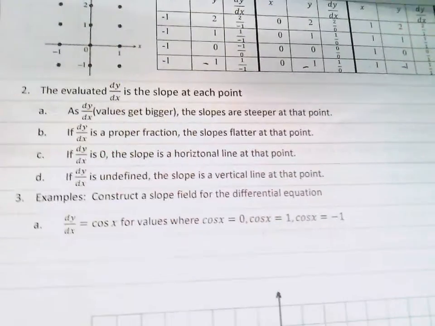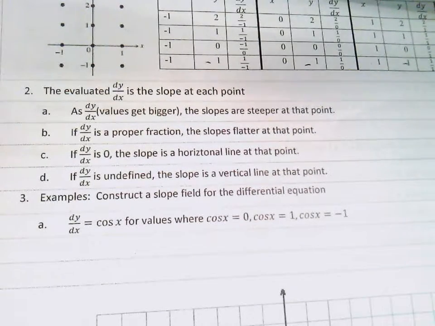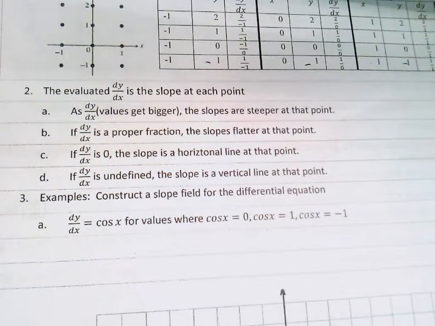The evaluated dy over dx is a slope at each point. As dy over dx values get bigger, the slope is going to be steeper at that point, which makes sense because if we were looking at a linear function like y equals 2x versus y equals 4x, y equals 4x is going to be a steeper line than y equals 2x because you have a higher rise over run. If it's a proper fraction, the slopes are going to be flatter at that point. Proper fraction would be like 1/2. Your rise is going to be smaller, but your run, or horizontally, is going to be wider. So you're looking at a slope of 1 over 2.